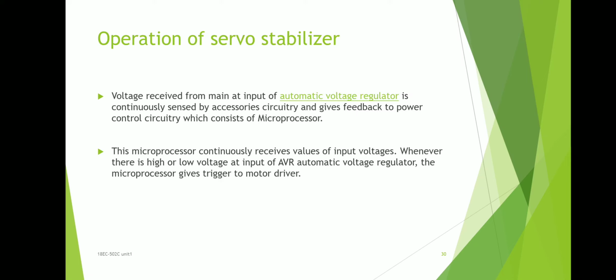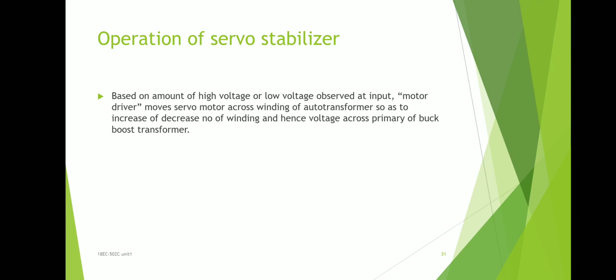That means the primary voltage of the buck boost transformer is increased. When the primary voltage of the buck boost transformer is increased, the induced voltage of the secondary of the buck boost transformer also increases. That means the output voltage also increases. So this is the function of the servo stabilizer.